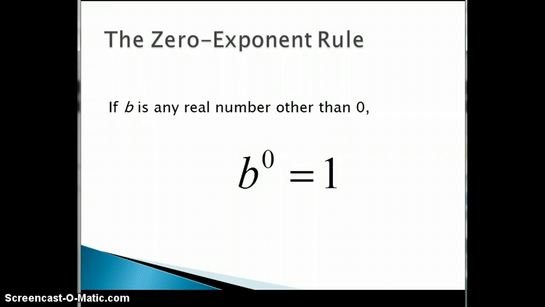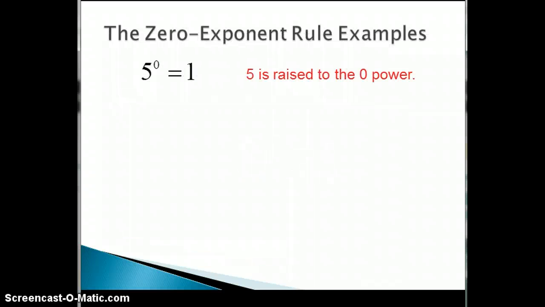And you could try this on your calculator. Plug in any real number that you would like and raise it to the 0 power, and you'll see that you'll always get 1 as an answer. So let's look at a few examples to see how this zero exponent rule could be applied. So 5 is a real number, and if we raise it to the 0 power, then the zero exponent rule tells us that this will equal 1.